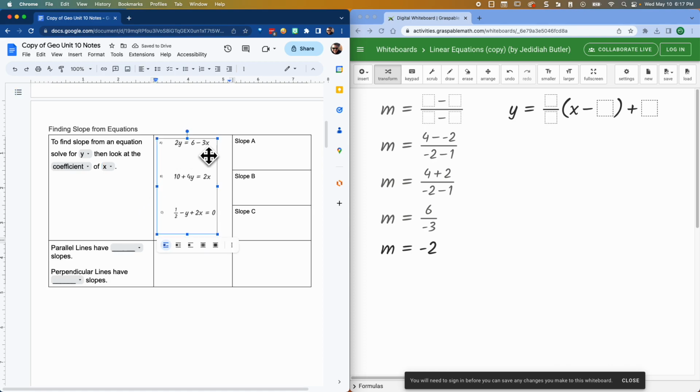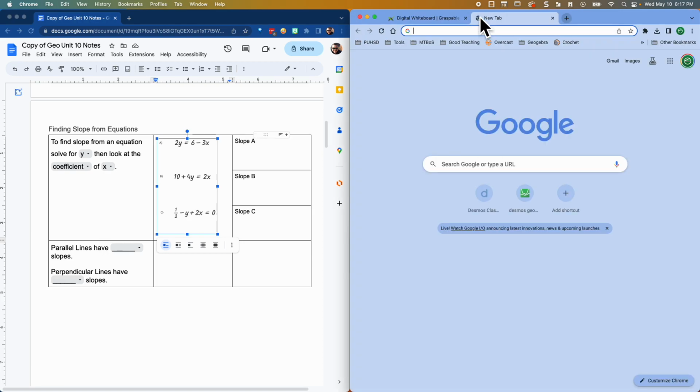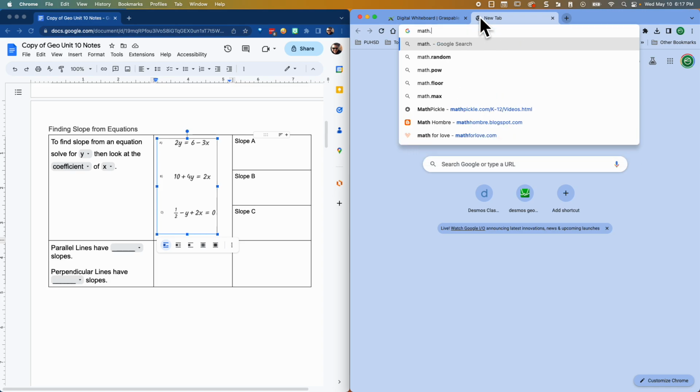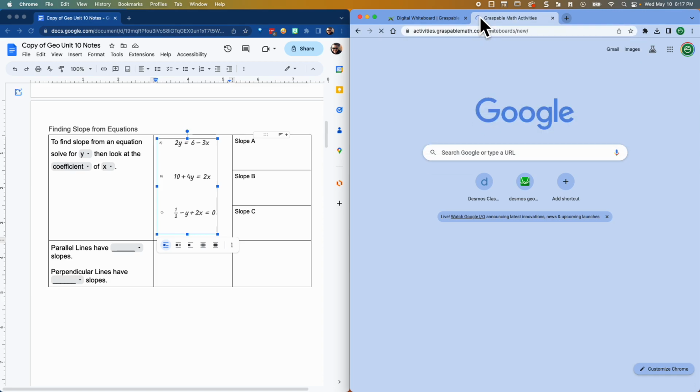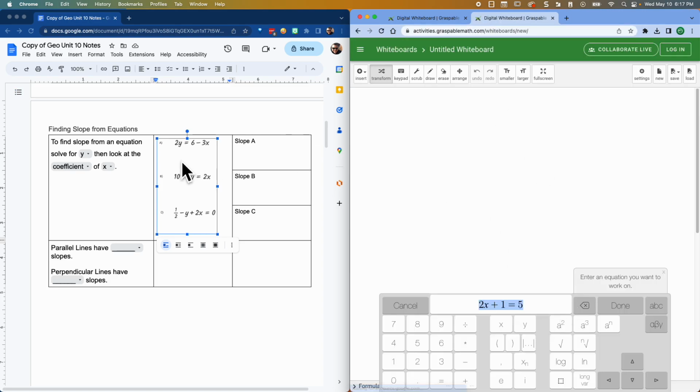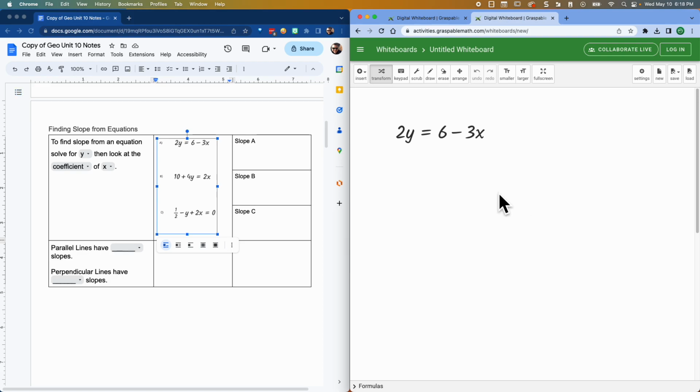Now, if you click on this here, it will be set up such that you can get to a link. So it brings up a new math.new. But what I can do for this one is I'm going to just type these out, and then we'll work them out. So I'm going to have 2y equals 6 minus 3x for my first one.